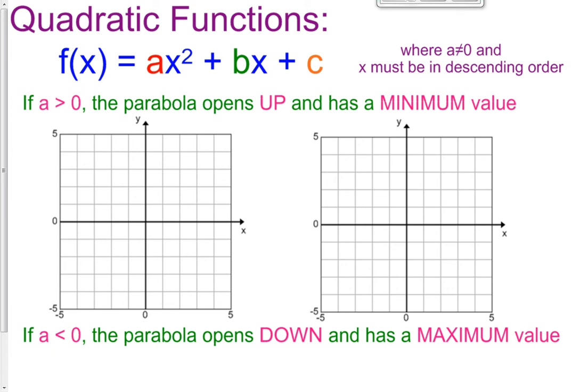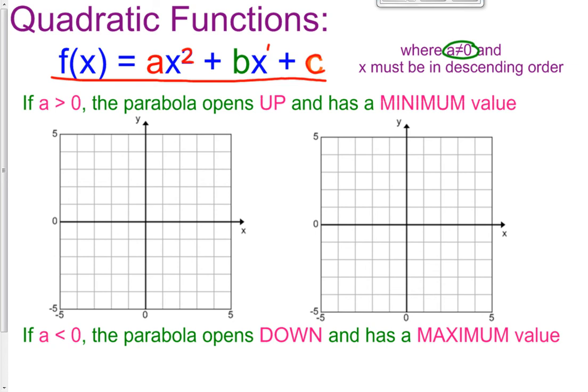So quadratic functions in standard form are written like this: y, or f of x, equals ax squared plus bx plus c. All of these quadratic functions have an x squared. That's very important. If you didn't have the x squared and just had the bx plus c, that would be a linear function, not a quadratic. That's why it says a cannot be 0. If a is 0, it's not a quadratic anymore, it's just a linear function. It also says the x's must be in descending order, so make sure you have the squared term first, then x raised to the first power in the middle, and then your constant term c last.